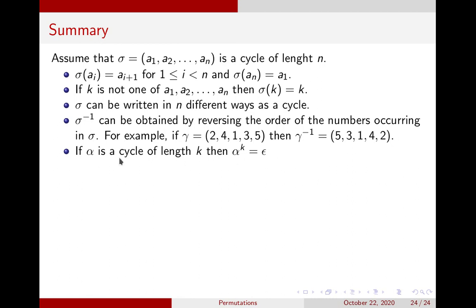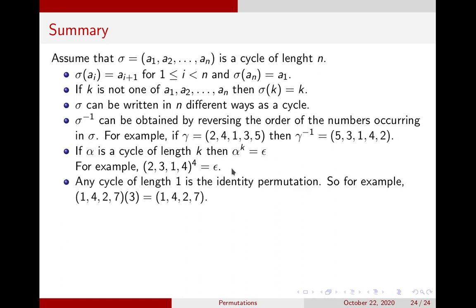We know that if alpha is a cycle of length k, then alpha to the k is the identity. So the cycle (2 3 1 4) to the fourth would be the identity. We know that any cycle of length 1 is the identity permutation, or the neutral element. So for example, the cycle (1 4 2 7) times the cycle (3) of length 1 is just the cycle (1 4 2 7).